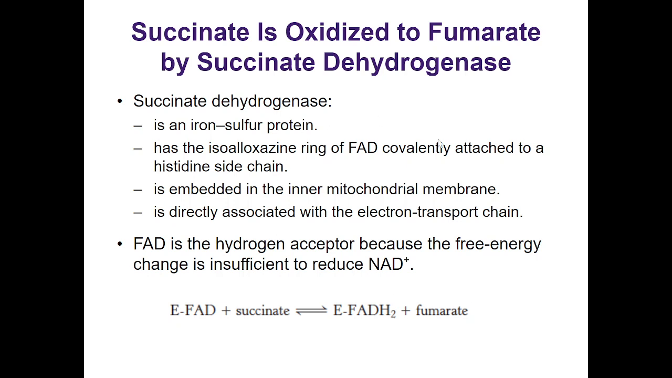So the succinate dehydrogenase, this is an iron-sulfur protein again. It has an isoalloxazine ring of FAD that will be covalently attached to a histidine side chain. This is going to be embedded in the inner mitochondrial membrane.